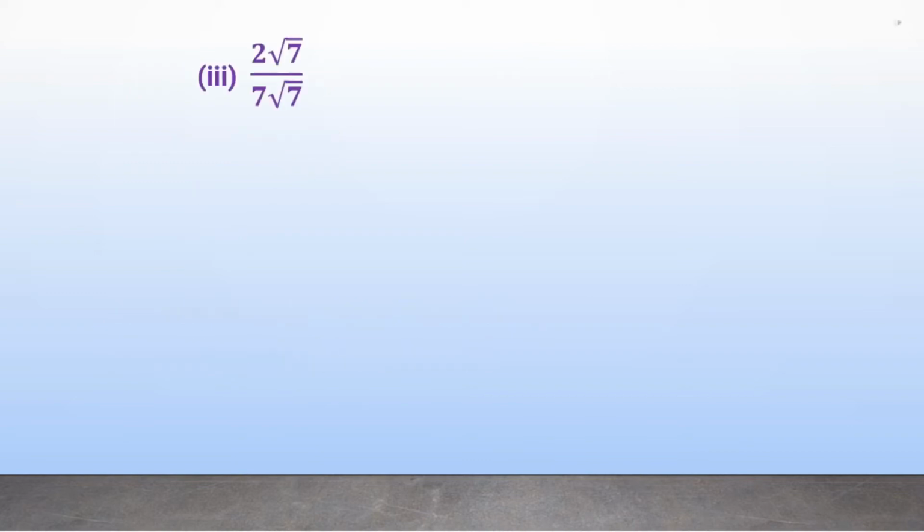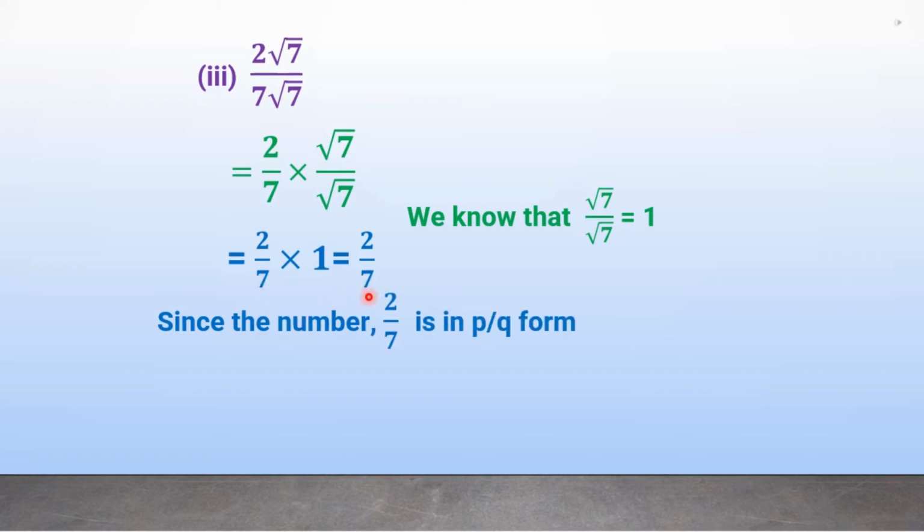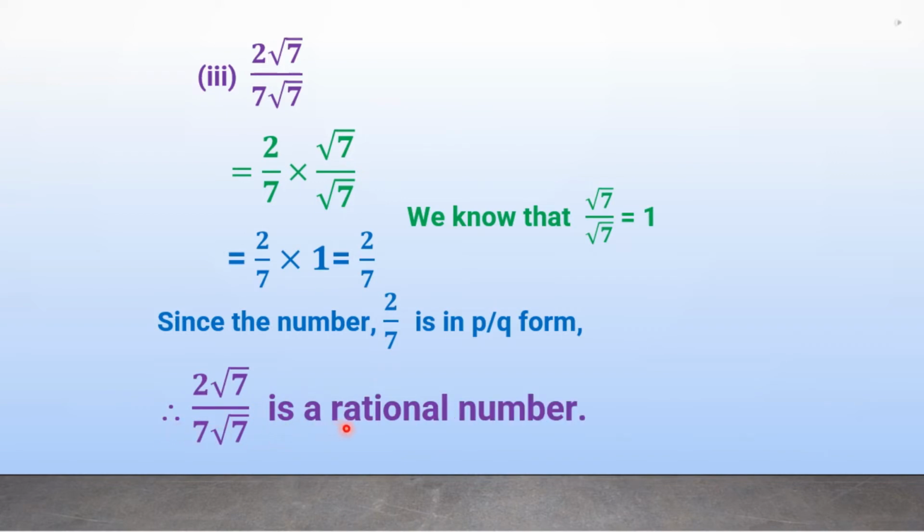Example 3. 2 square root of 7 divided by 7 square root of 7. See here, we can rewrite it as 2 by 7 into square root of 7 by square root of 7. We know that square root of 7 by square root of 7 is equal to 1. Hence, 2 by 7 into 1 is equal to 2 by 7. Since the number 2 by 7 is in p by q form, 2 square root of 7 divided by 7 square root of 7 is a rational number.